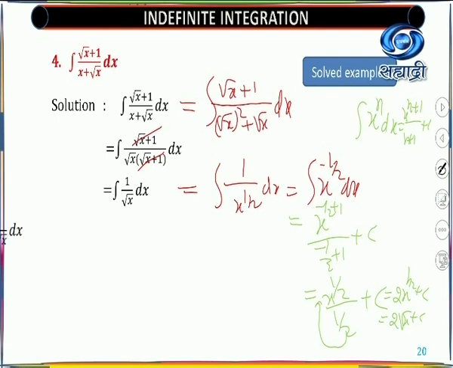What will be the another method? Another method is you need to adjust your 2, that is multiply and divide by 2. So you will get 1 upon 2 root x dx, and already you have studied in the derivative, root x derivative is 1 upon 2 root x. That way also you are able to use. So you will get this value as 2 root x plus constant of integration.